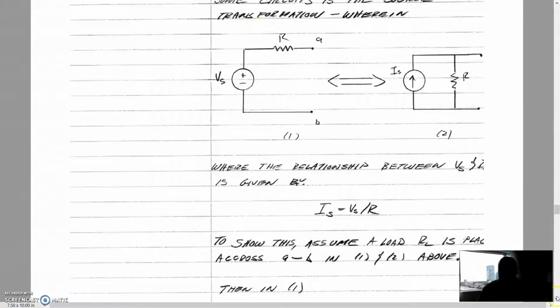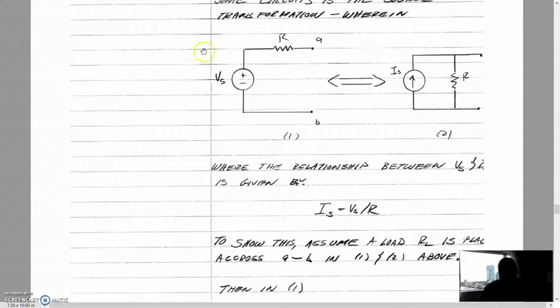The biggest thing that people mess up when applying this technique is that you have to be very careful, before you do source transformations, to know that the voltage supply is in series with that resistor. A lot of times the biggest mistake people make is they see a voltage supply and a resistor and say, oh, those two things are in series with each other, when in fact they're not.